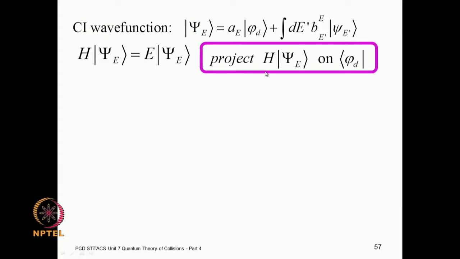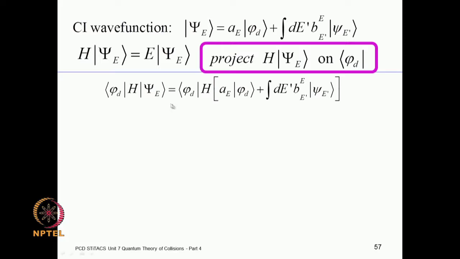Now let us project this on a discrete state, because this is the Schrodinger equation for the two electron system, and it will have components on the two electron bound states, or one in the bound state and the other in the continuum. So in this case we project it on the discrete state possibility. So let us take the projection of this Schrodinger equation on the state phi d. So we have two terms, one coming from the discrete and the other coming from the continuum. So these are the two states.